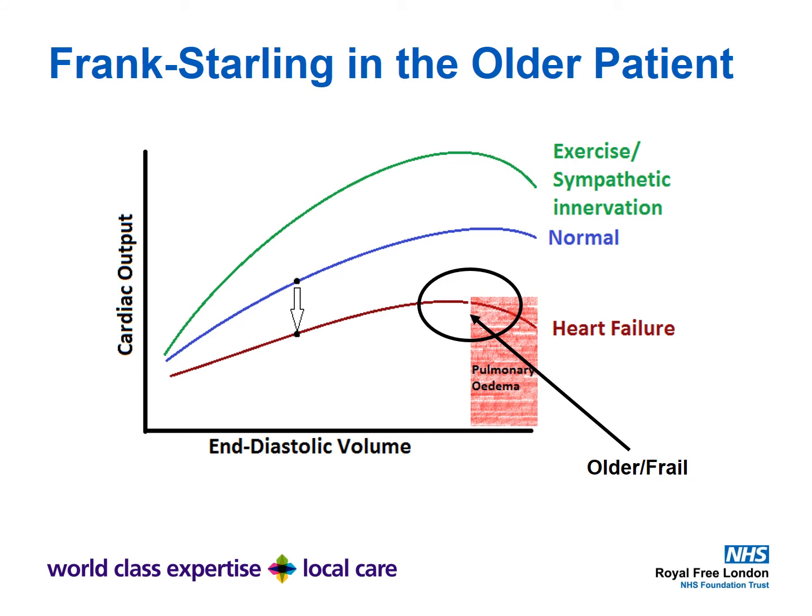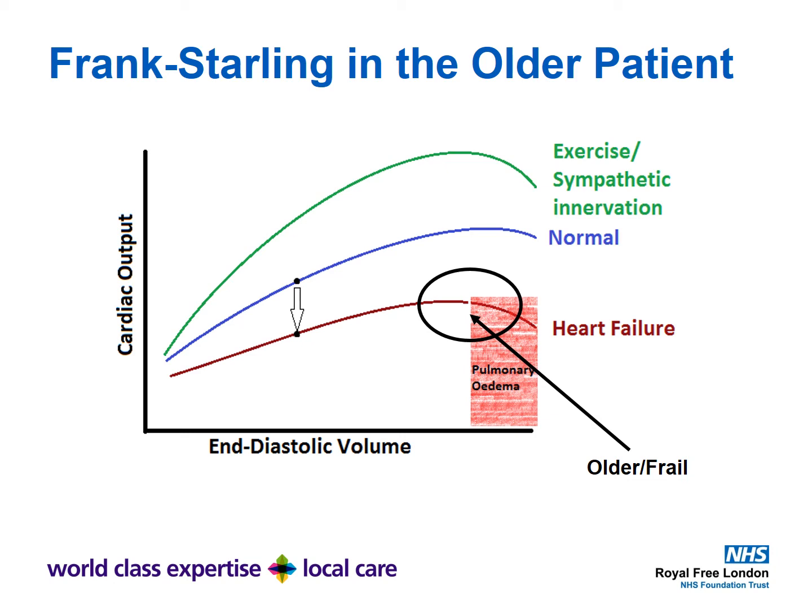So here's an example of the Frank-Starling curve in the older patient, and you can see that older patients sit low in that area, similarly to heart failure, and are at higher risk of pulmonary edema. So that's why we talk about fluid overload. It can be very difficult to manage the hypotensive patient who's elderly and frail.